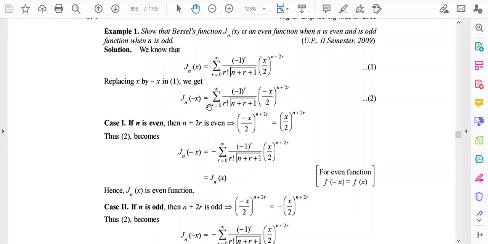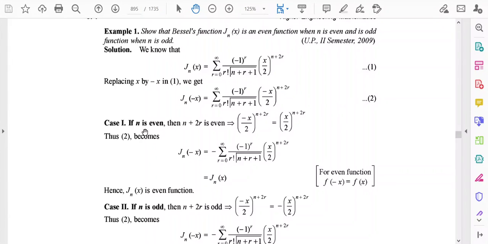Jn(-x) is equal to the sum from r equal to 0 to infinity of (-1)^r divided by r factorial gamma(n + r + 1). And as we have written minus x in place of x, we will write (-x/2)^(n + 2r). This is equation 2.